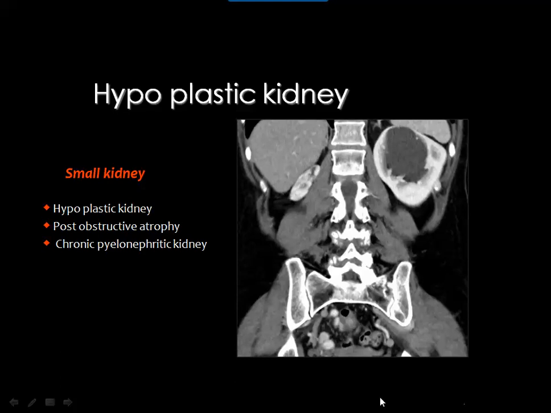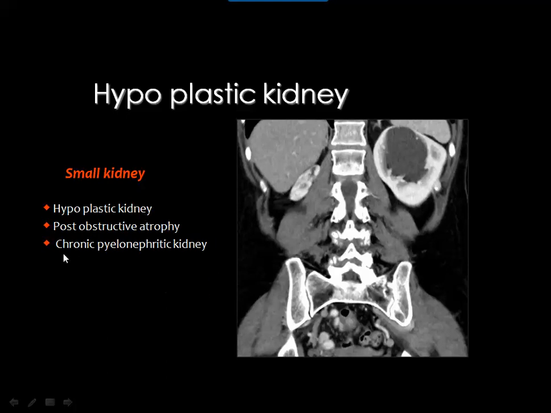Then whenever you see a small kidney on imaging or on intravenous urography, you think of one of three possibilities. Number one, a congenital hypoplastic kidney. Number two, a post-obstructive atrophic kidney.